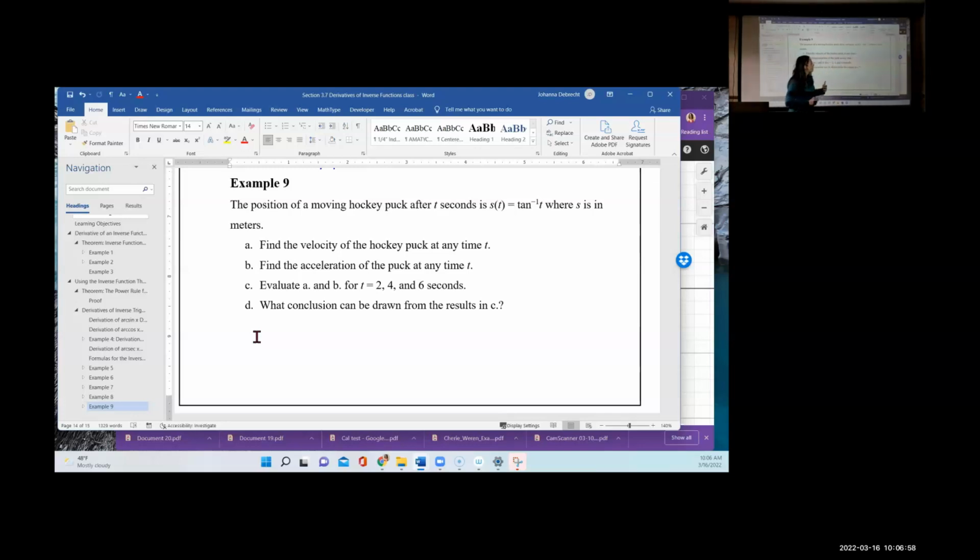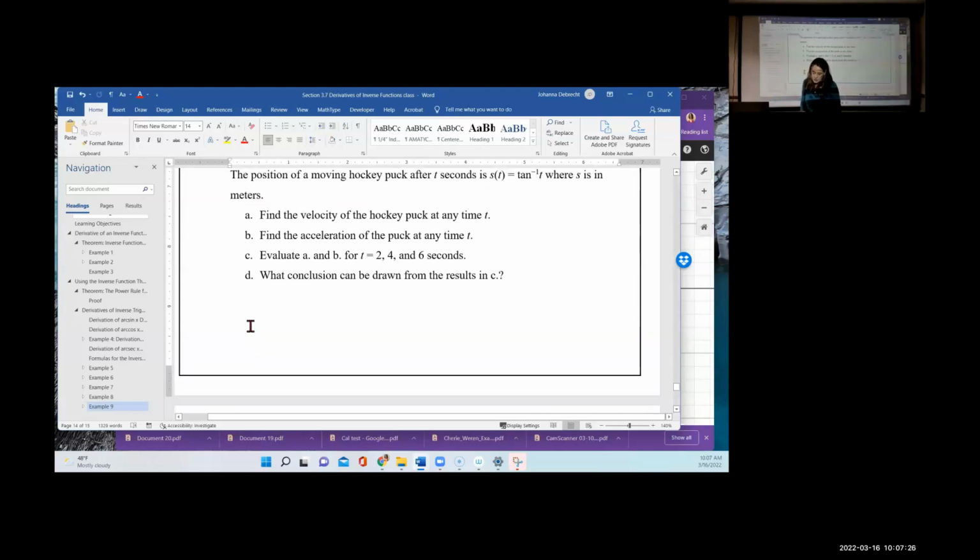Velocity is the derivative of position, so we'll need to find the derivative of arctangent. And then we want to find the acceleration of the puck at any time. So after we do that, we'll have to find the derivative of the derivative, because acceleration is the second derivative of position. Then we're going to evaluate it at 2, 4, and 6 seconds, and see whether we can determine if it's speeding up or slowing down.